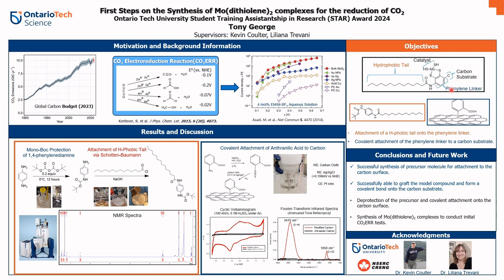Our phenylene linker is used to attach our catalyst covalently to the carbon electrode. By having it covalently bonded to the carbon electrode, the rate of formation of our product will increase as the electron and proton transfer will be faster, making the process more efficient.